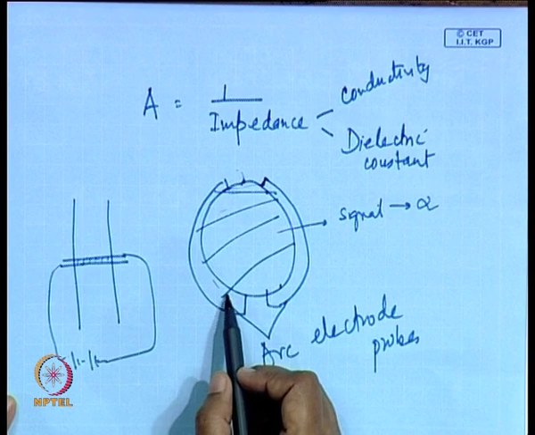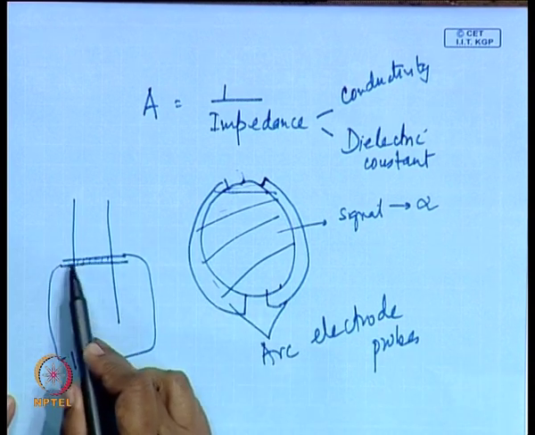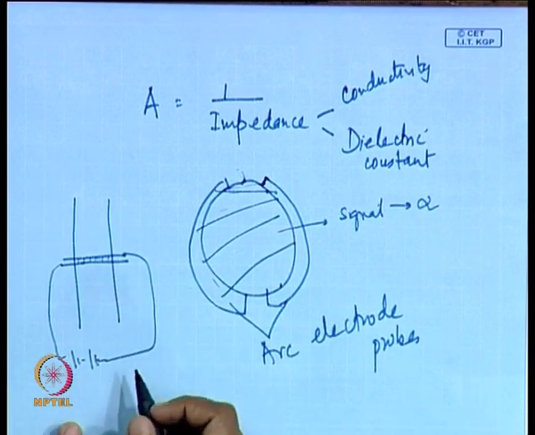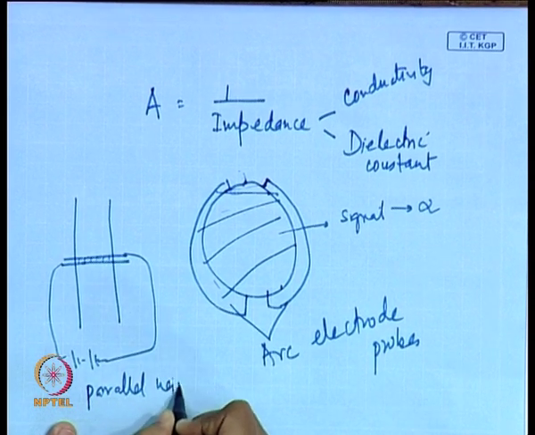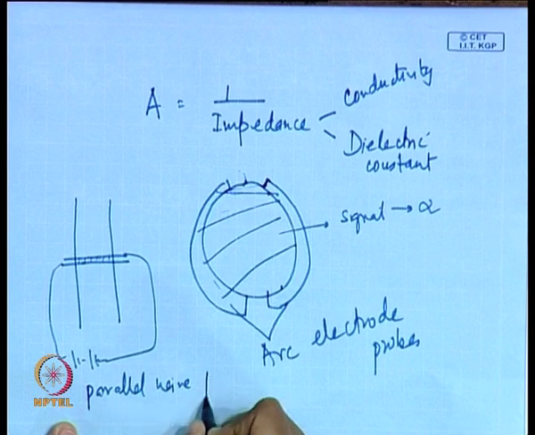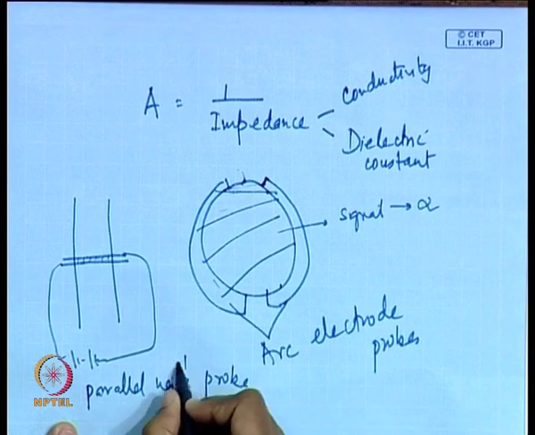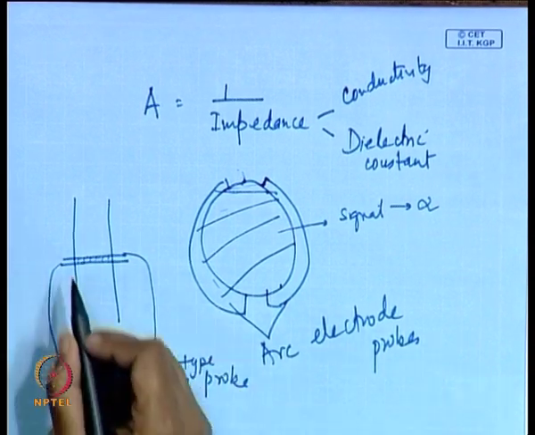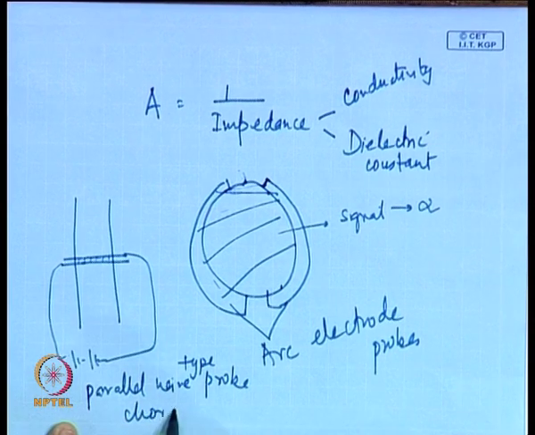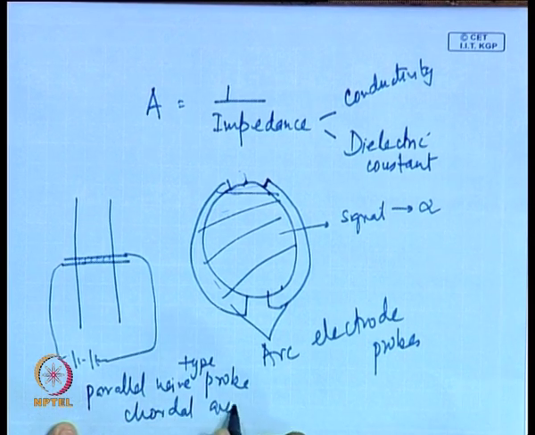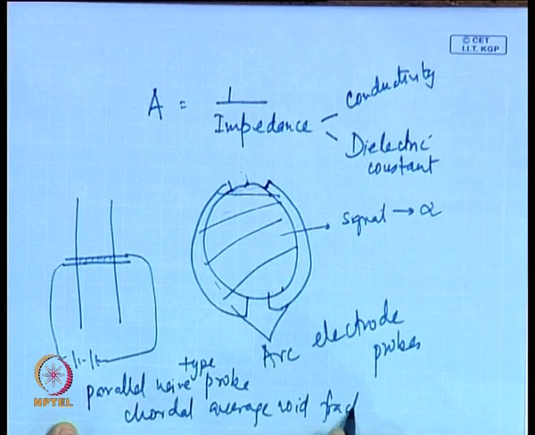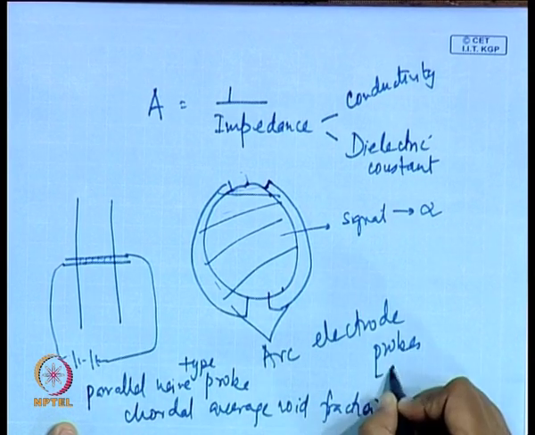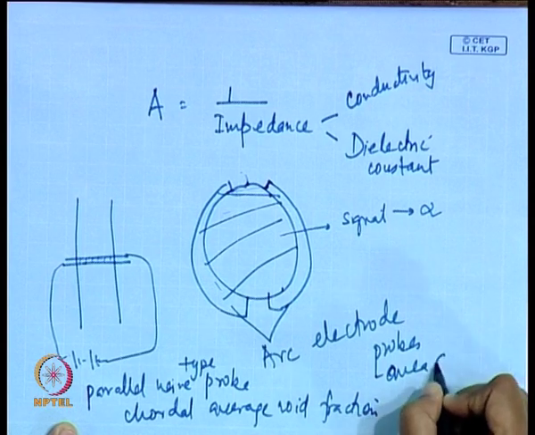So, instead of the arc electrode, we very often prefer the wire probe. It is known as the parallel wire type probe, which gives us the chordal average void fraction. And traversing it gives you the area average void fraction.